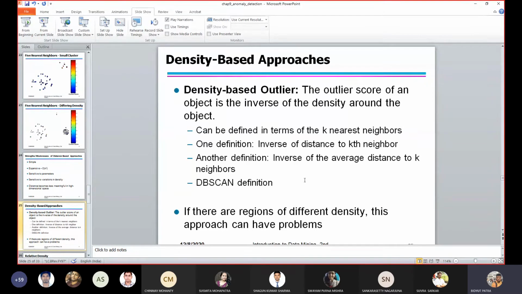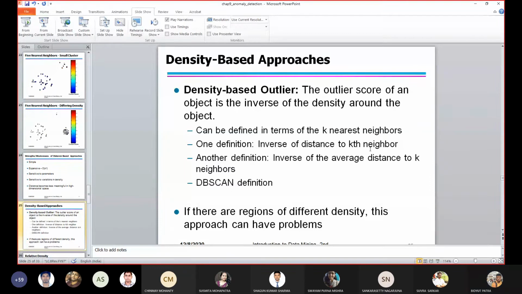So now the question is, how do you define the density? Can we define it in terms of the k nearest neighbor, the inverse of the distance to the kth neighbor? Earlier, directly for the outlier score, we were taking the kth distance. Instead of the kth distance, you can take the inverse of the kth neighbor distance. That will give you the density, because if the distance is more and you take 1 by k distance, this value will be very low. That means that point will be in a sparse region.